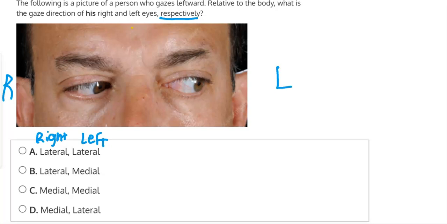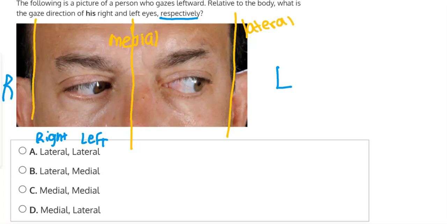So remember, medial is like midline, so the middle. So we know that this would be medial. So this would be the medial direction of where we are looking. And then lateral is side to side. So this is lateral, and then lateral is also on the other end. Each end is lateral.